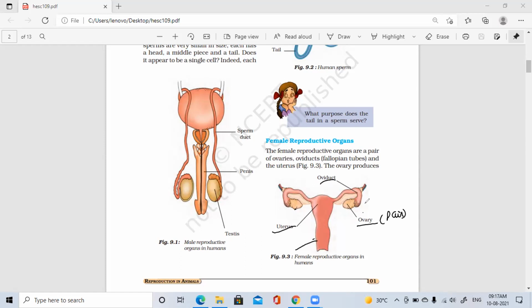Function of ovaries is to make the female gametes called eggs. Eggs are the female gametes, or ova, you also call them. Right? And these ovaries also secrete the female sex hormone that we call estrogen. Right? And progesterone. This is the ovary. Then we have the fallopian tube also.